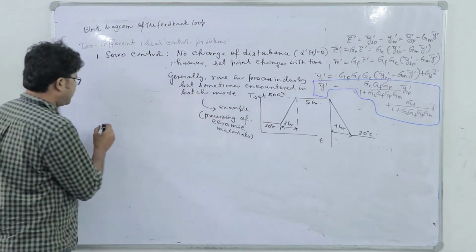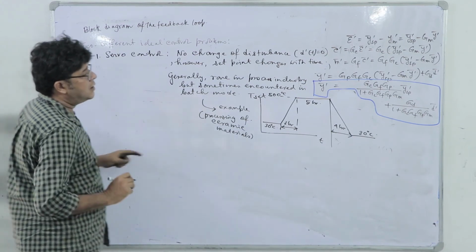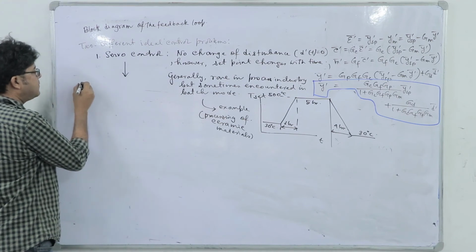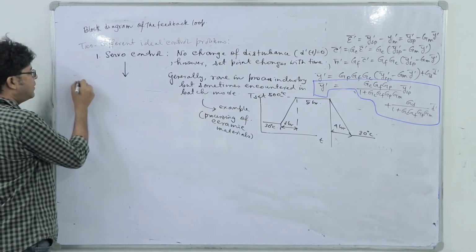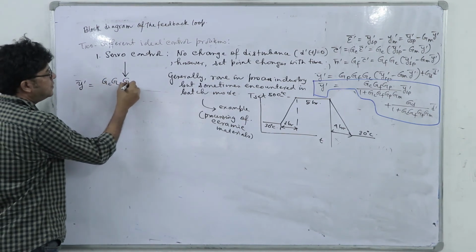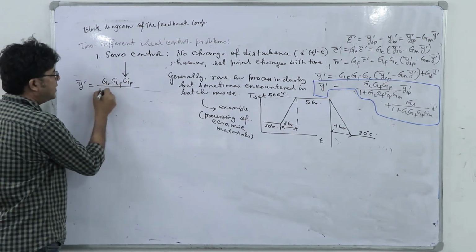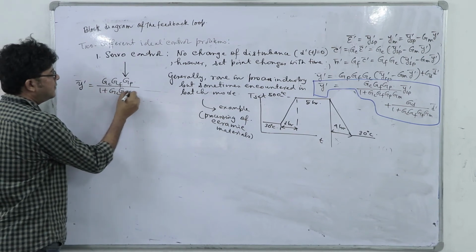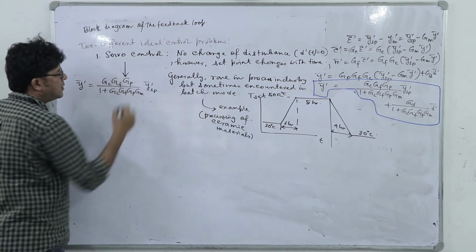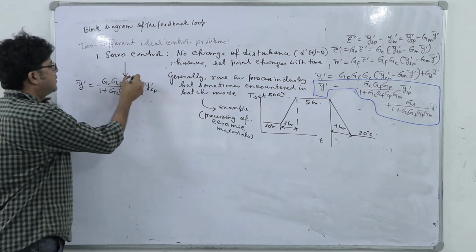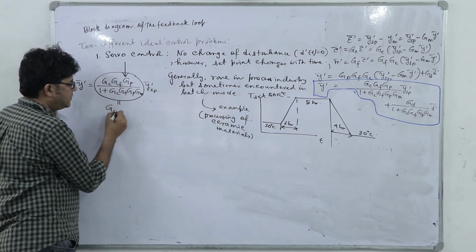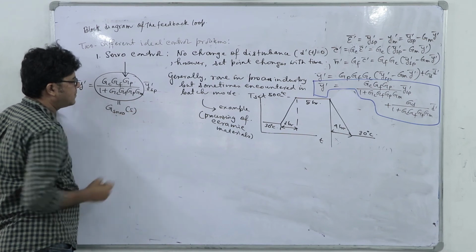If it is servo control, my disturbance is 0. So the respective transfer function is y prime bar is equal to Gc Gf Gp divided by 1 plus Gc Gf Gp Gm, into Ysp prime bar. Right. So this entire block we can call as servo block.